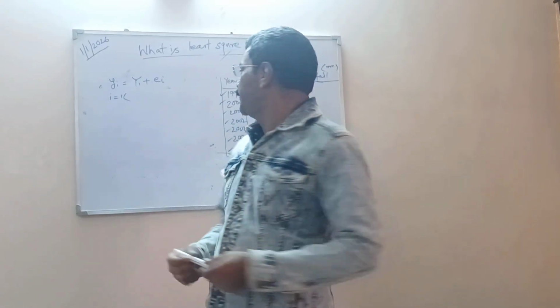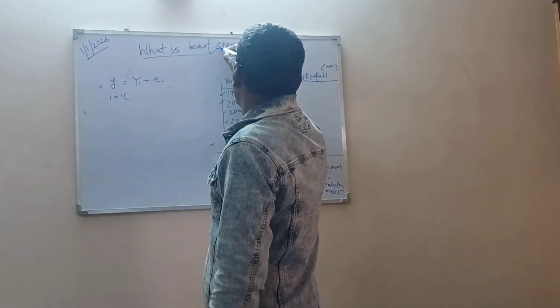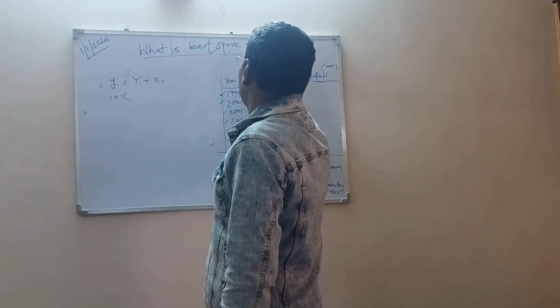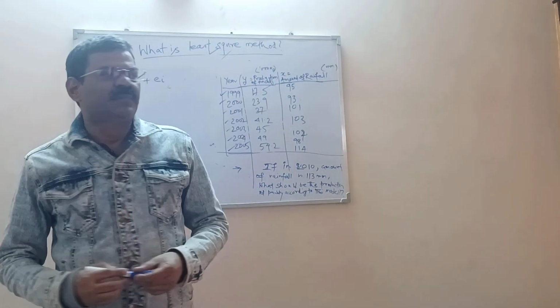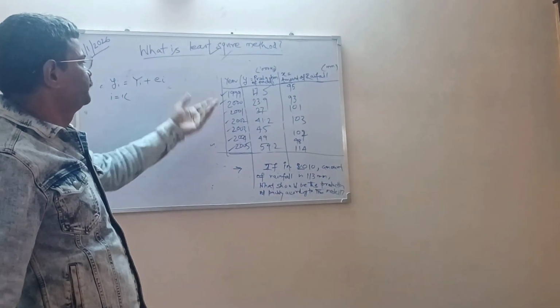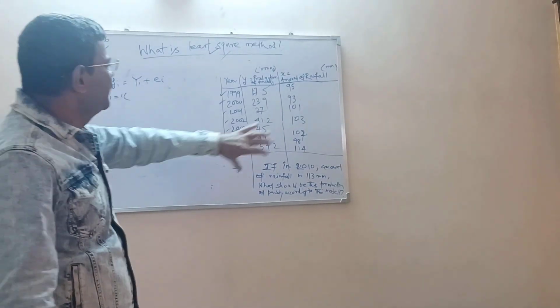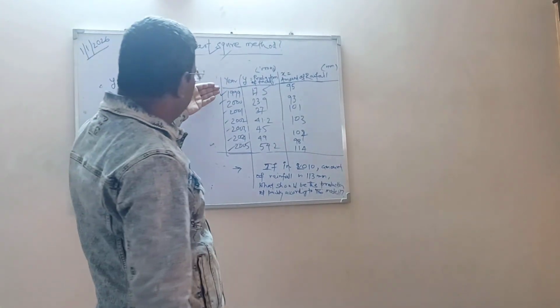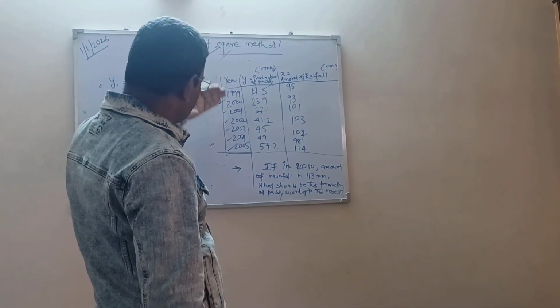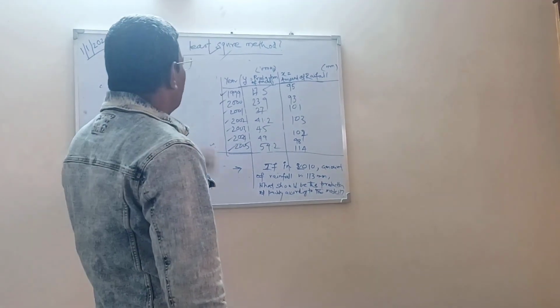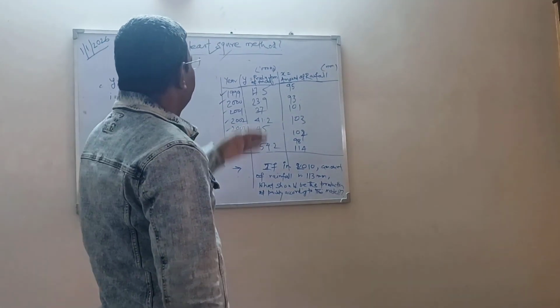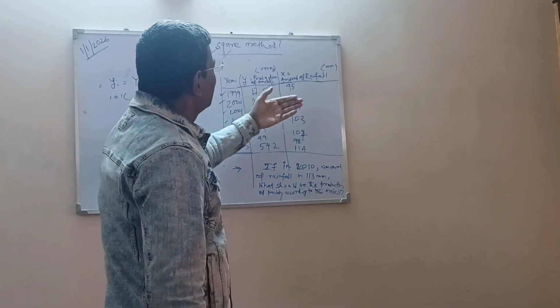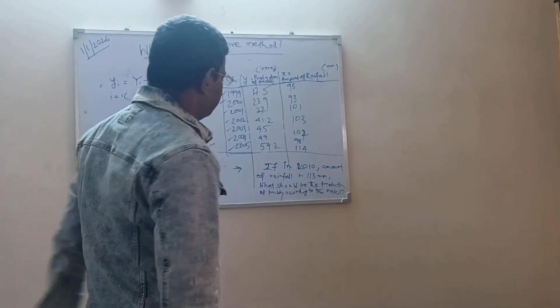So today we are going to discuss a very important topic. What is the least square method and the corresponding curve fitting? Let's take an example. Suppose this data is given. I have data for 1999, 2000, 2001 to 2005, and for each year I have the production of paddy and also the corresponding rainfall.